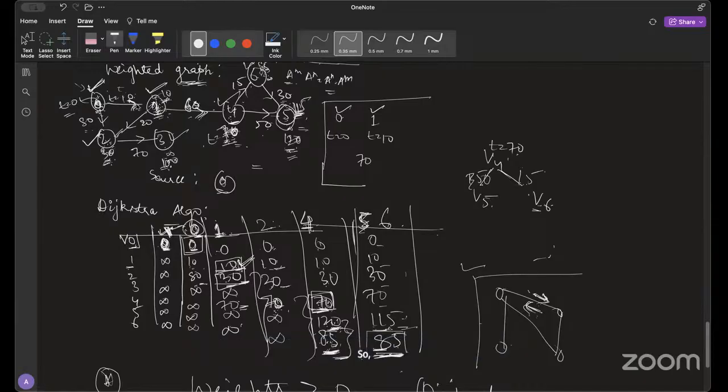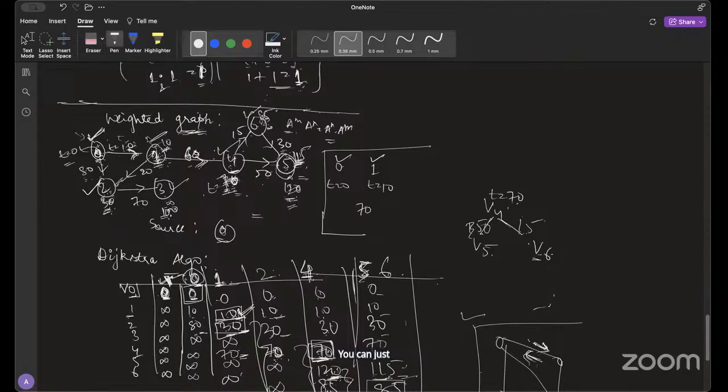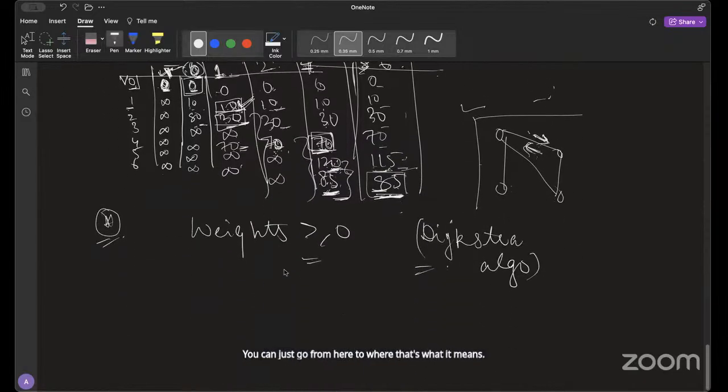So while doing the Dijkstra algorithm, what you do is you choose the shorter one between these two. So if this is already more than this one, then why would you go this way? You burn this because this was lesser, right? That's how we burn things. We get this burned first because this was lesser than 30. So if you have a path from here to here, why would you even go via this path? So the directed thing is not, all in all, going to change anything. You can just go from here to here. That's what it means. That's it.